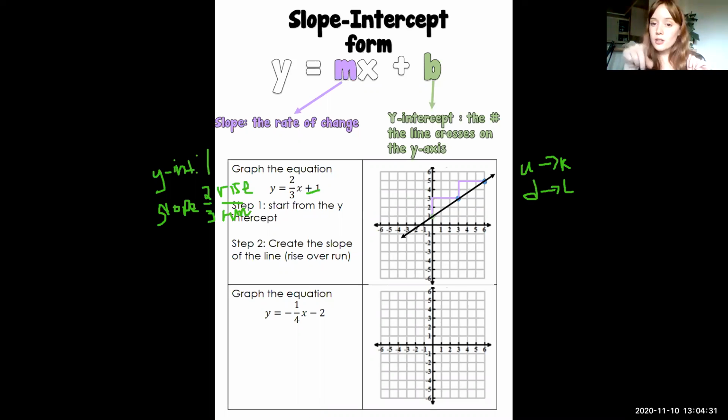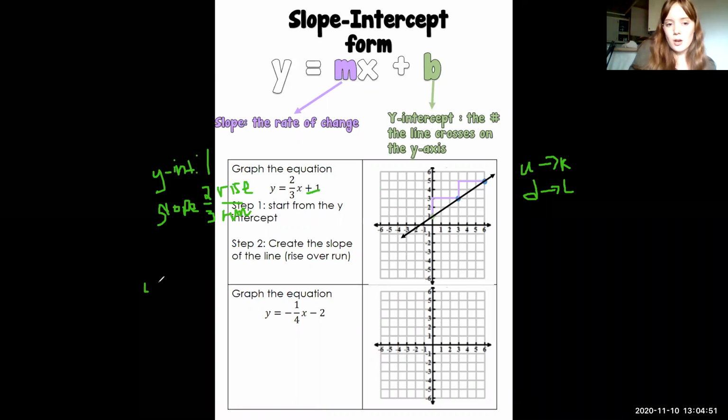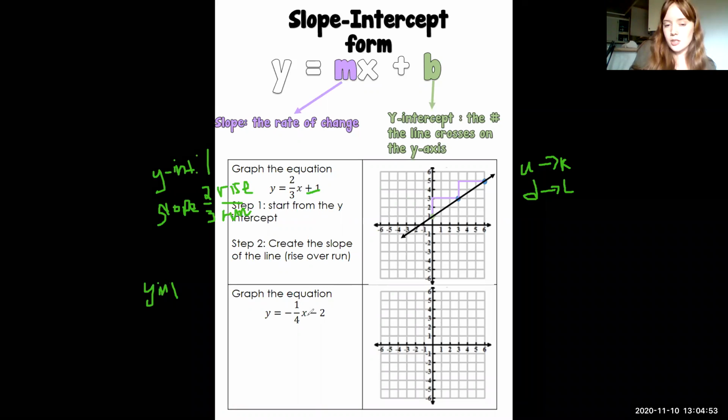Our goal is not the little triangles. Our goal is that beautiful line we just created. And we just created a line that has a slope of 2/3 and has a y-intercept where it crosses the y-axis of 1. Let's try the next one. First, let's figure out our y-intercept and our slope. Our y-intercept, where it's going to start, is -2, and our slope is -1/4.